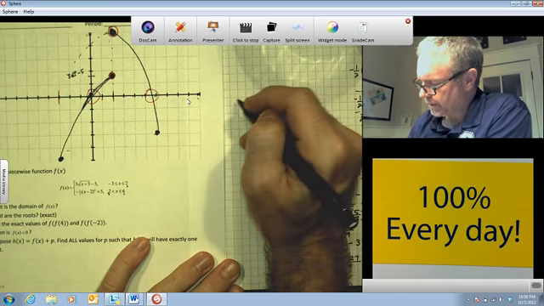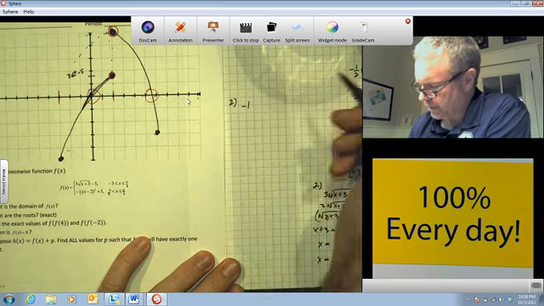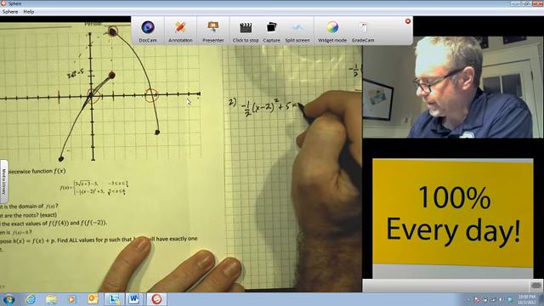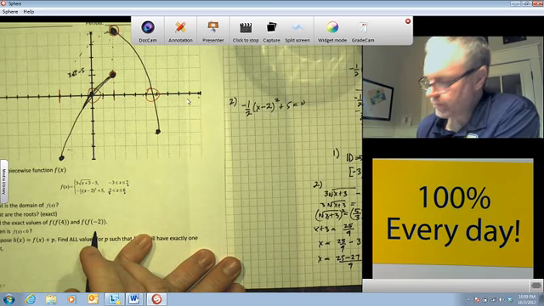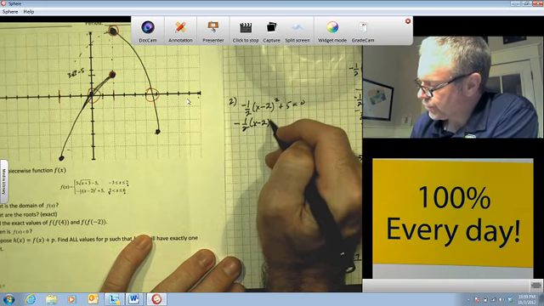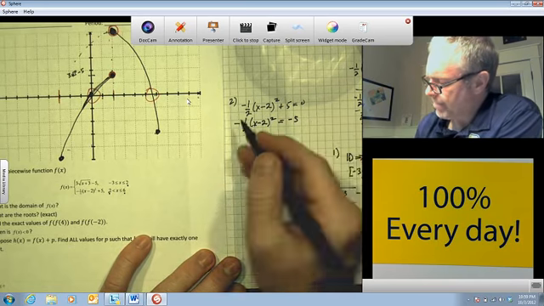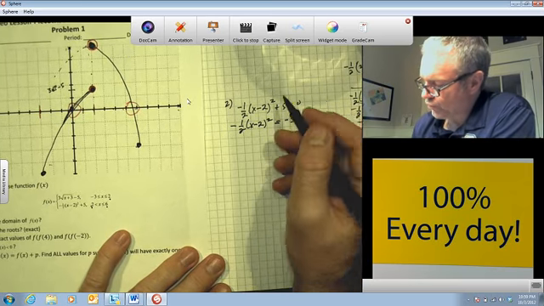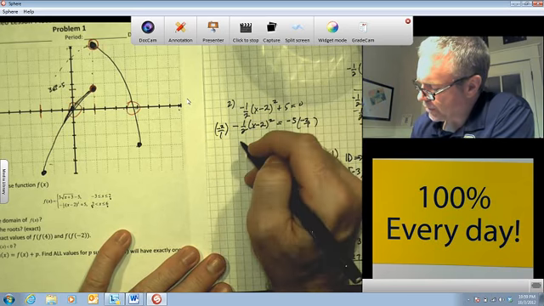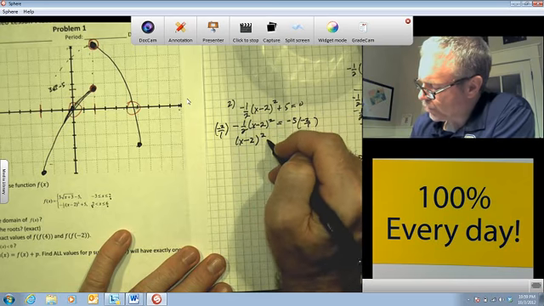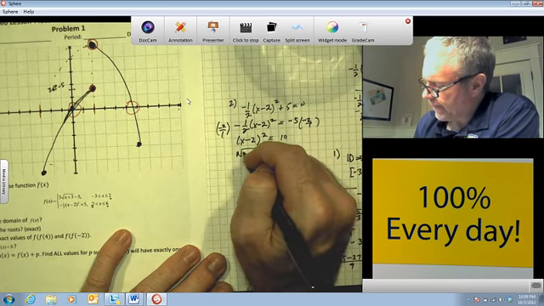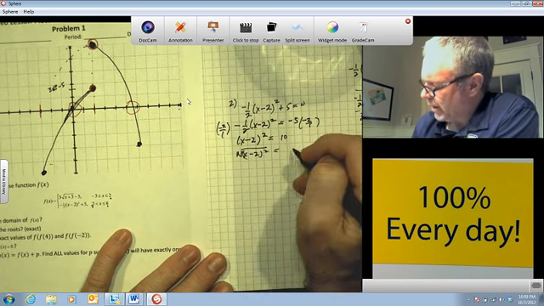Alright, so we need to find the other one, and that's going to be the other piece of the piecewise function. And use the other equation. We're still on number 2. This is -1/2 (x minus 2) squared plus 5, and then we're going to set that equal to 0. So this becomes negative 1/2 (x minus 2) squared is equal to negative 5. Multiply both sides by negative 2 over 1, and this becomes (x minus 2) squared equals 10.